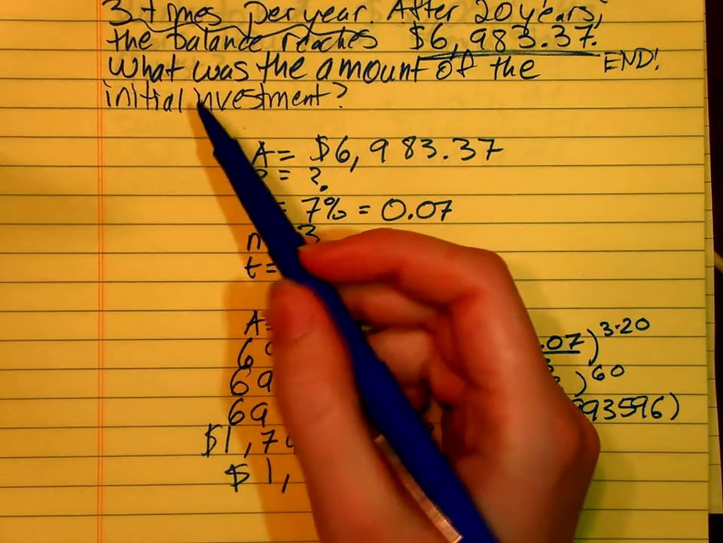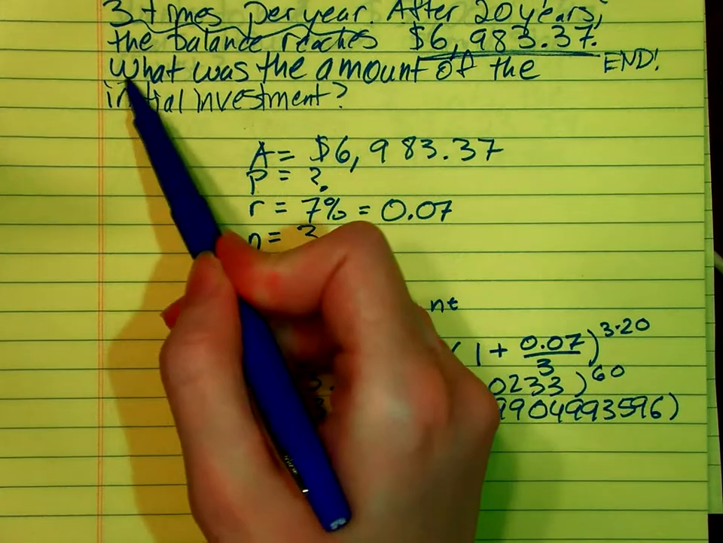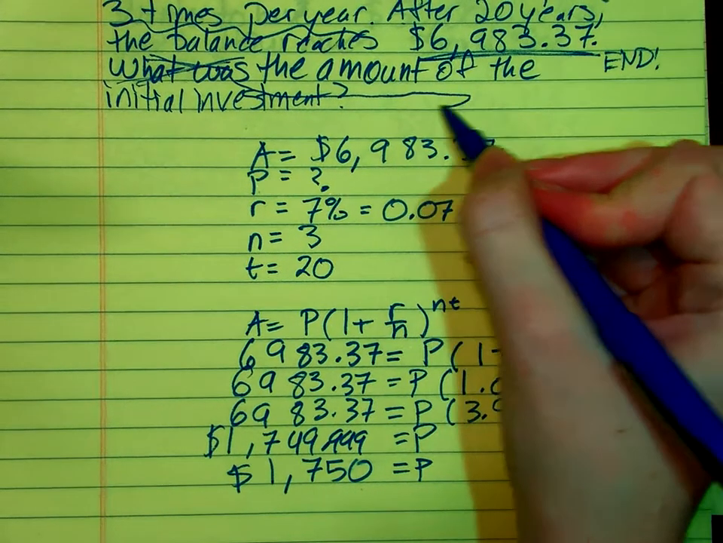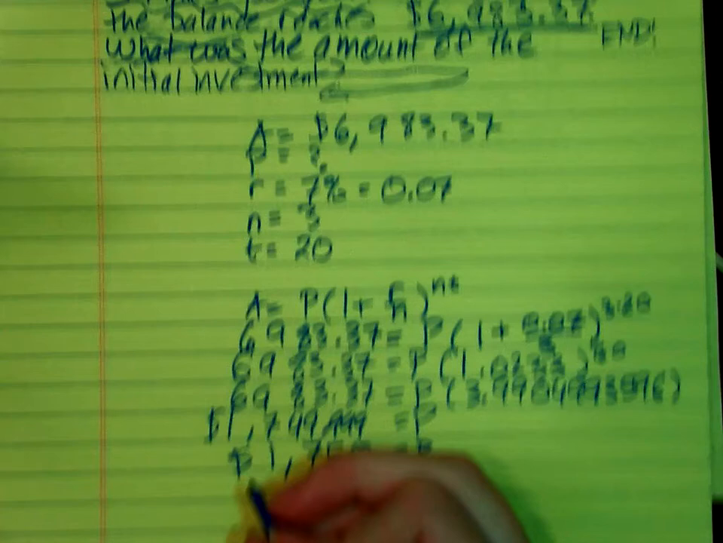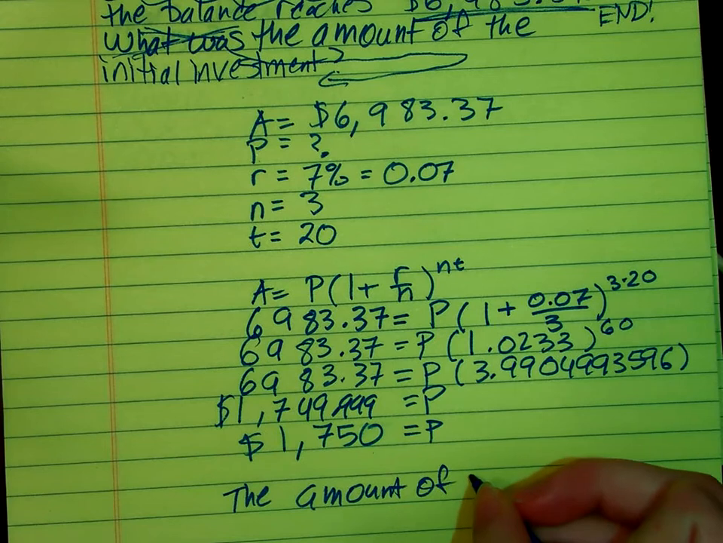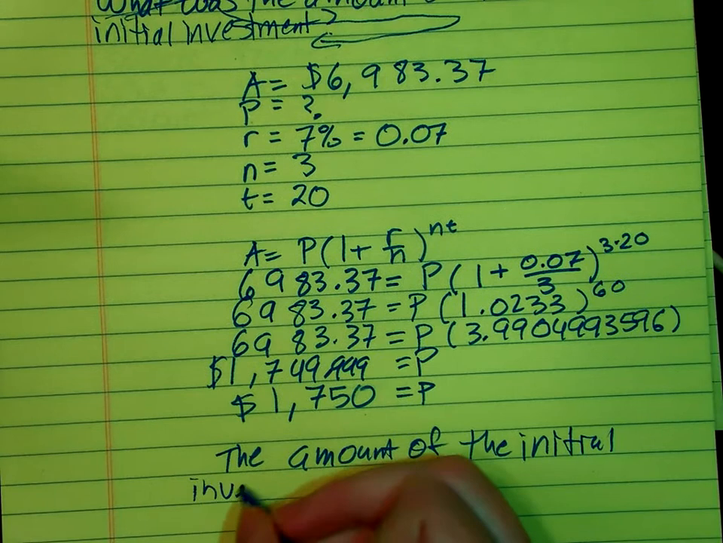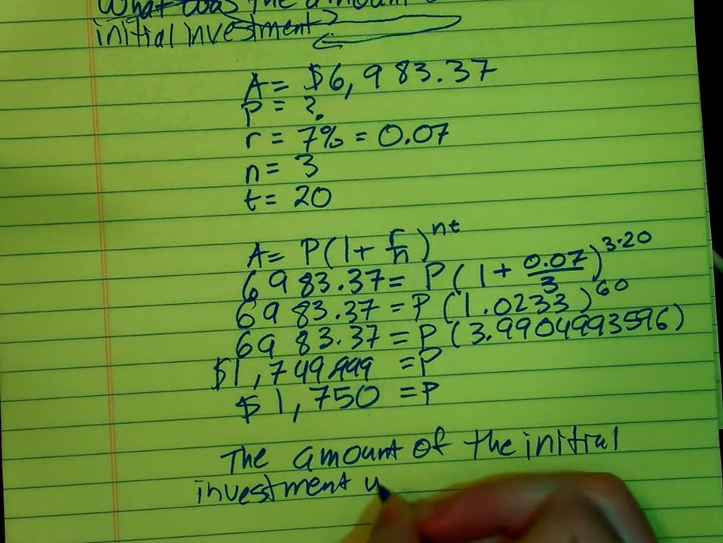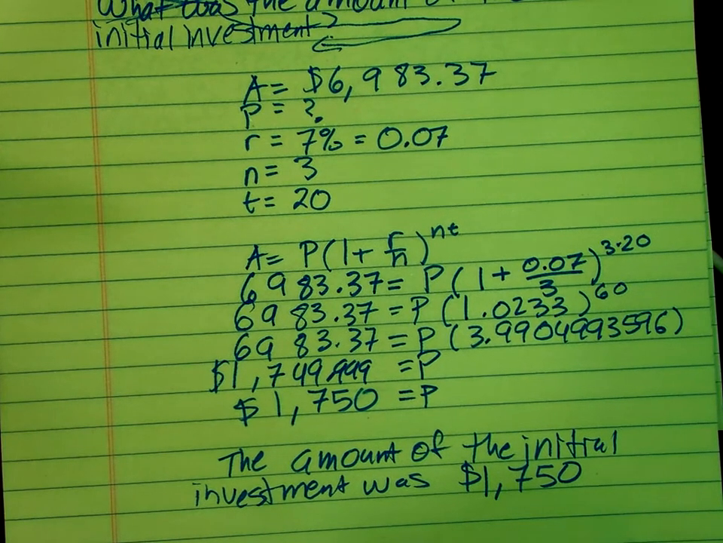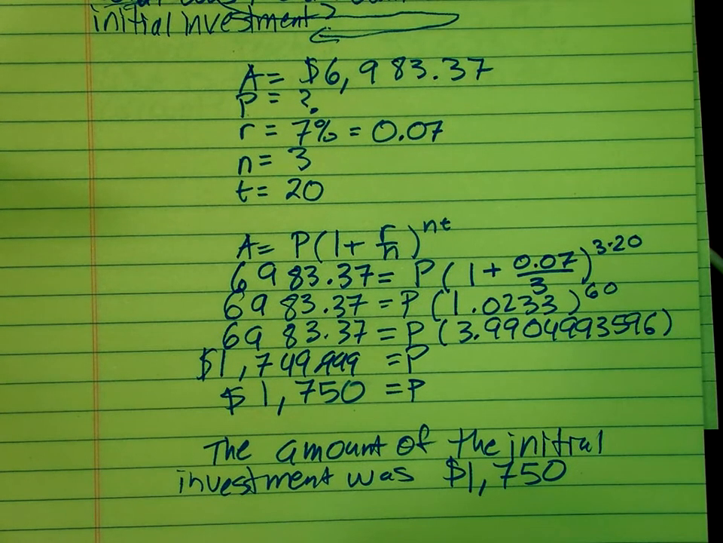So let's go ahead and put that back into the context of my problem. Let's look at our last sentence to give me my new sentence. What was the amount of the initial investment? Take off what was, move your verb of the initial investment was to the end. So the amount of the initial investment was $1,750. And there you go. If you haven't already written this down, pause, go ahead and write this down now.